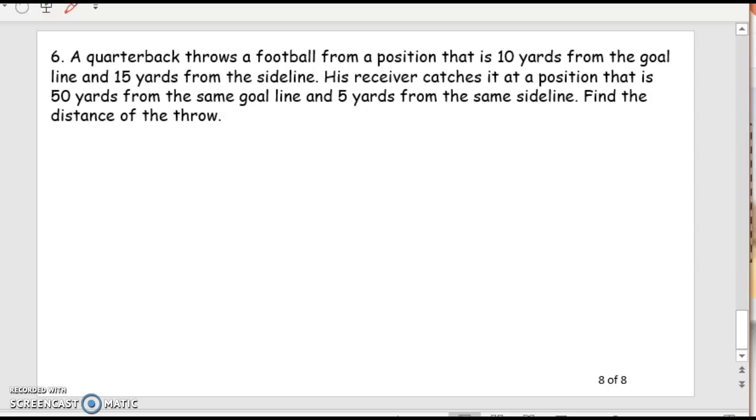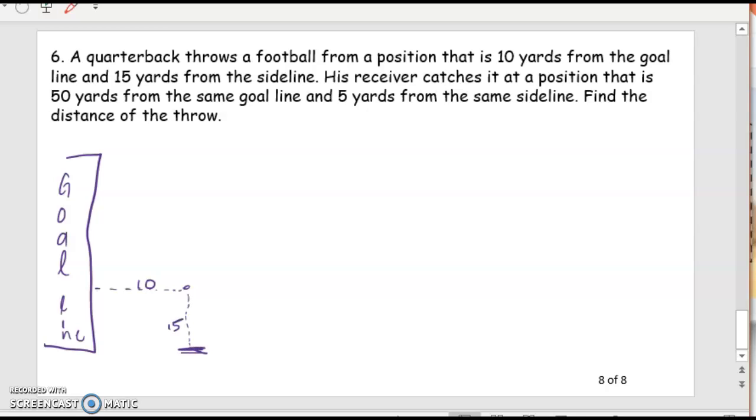All right, this next one is kind of interesting. A quarterback throws a football from a position that is 10 yards from a goal. When I am approaching these word problems, I always just draw one step at a time. So that's my horrible goal line. All right, so the quarterback is 10 yards from the goal. So he's like here. This distance right here is 10 yards. And he's 15 yards from the sideline.